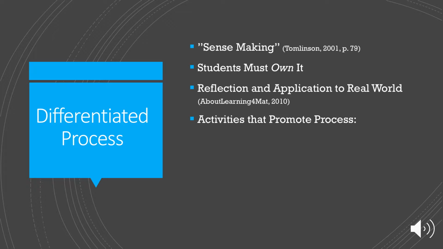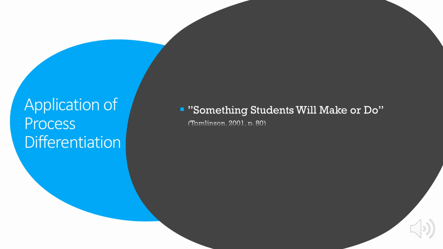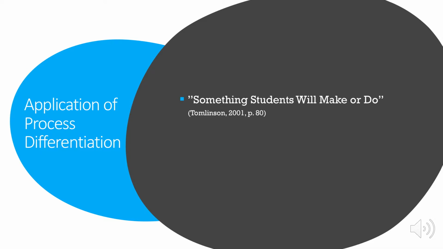Classroom activities that promote effective process are personally interesting to students, cause the students to think at a high level, and cause students to use skill strategies to solve key ideas. According to Dr. Tomlinson, a good differentiated activity is something students will make or do. Differentiated process should revolve around what the student's current understanding or skill is, help them make connections to new concepts personally, and give them options to make sense of a new idea in their preferred way of learning.